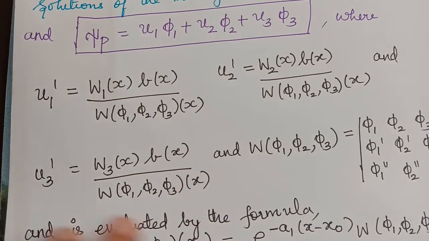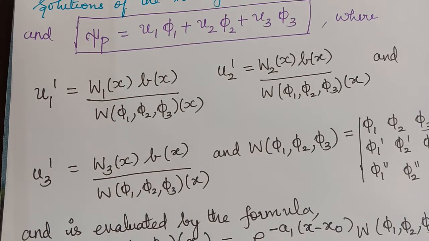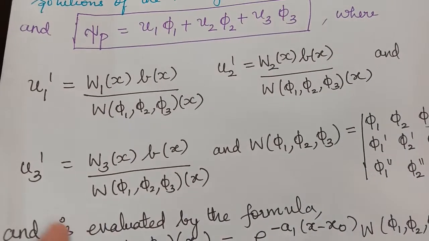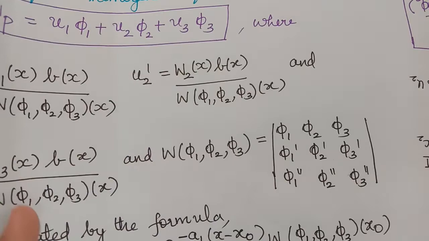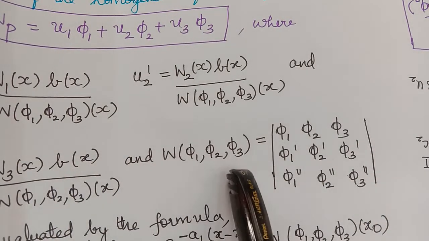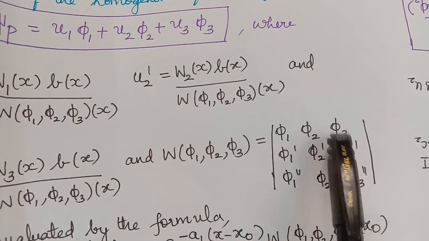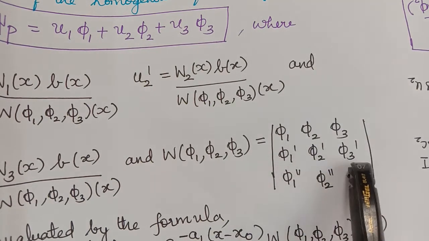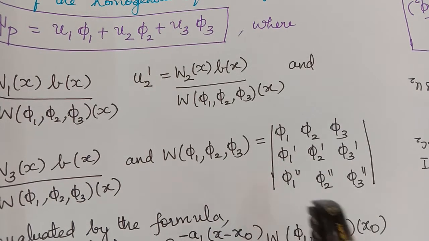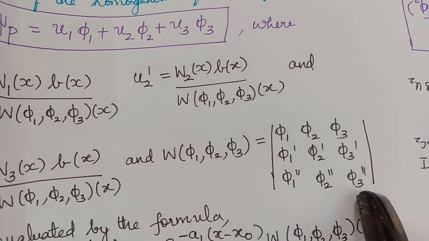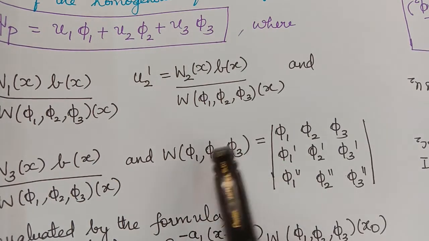by, we know that the Wronskian is obtained by the determinant. Now this Wronskian of phi 1, phi 2, phi 3 is equal to the determinant of phi 1, phi 2, phi 3, phi 1 dash, phi 2 dash, phi 3 dash and phi 1 double dash, phi 2 double dash, phi 3 double dash. This is how we find the Wronskian.